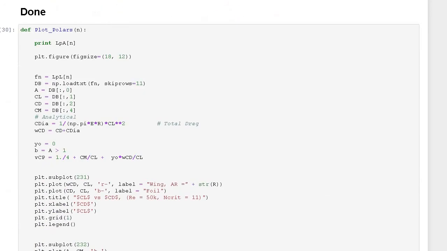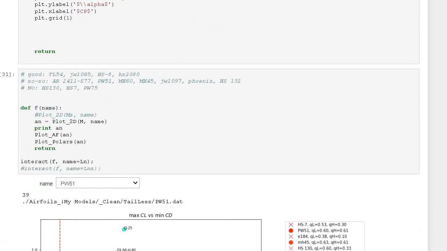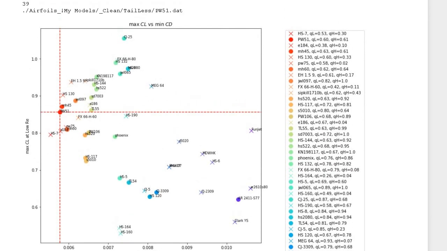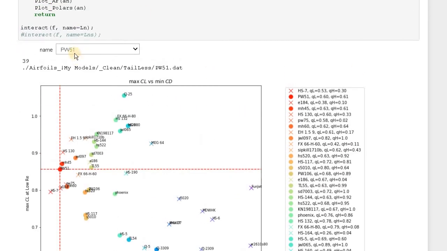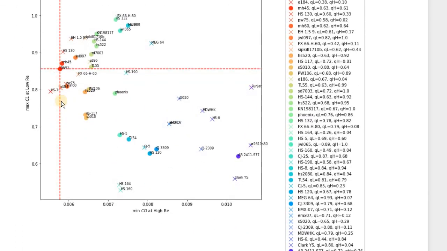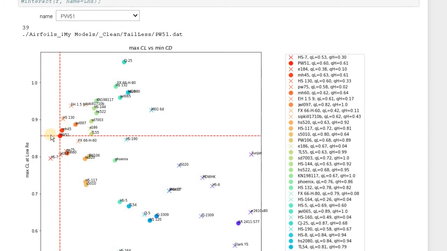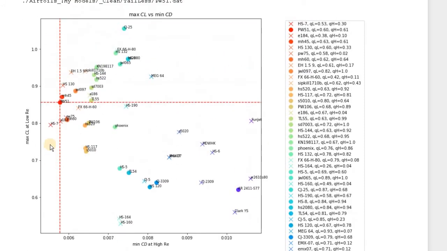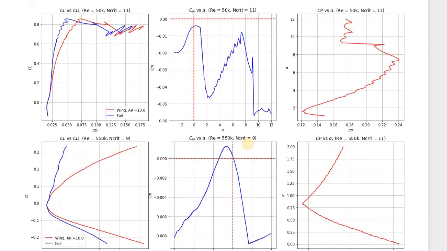So we go down here, and here is the graph. So in this case we have the PW51 airfoil. The airfoil is good because it has small drag coefficient and sufficient lift. So the airfoil is good, but now if you look at the curves for this airfoil, you will see this picture.